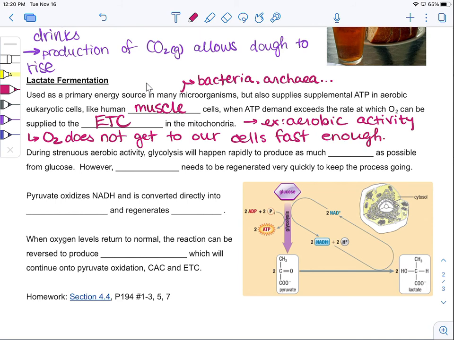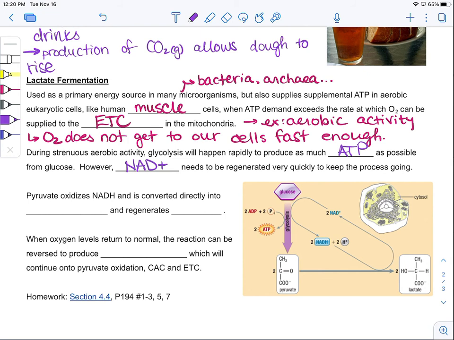We're doing so much activity that essentially all the oxygen is in use and we're just waiting for more to actually get into those cells. So as I mentioned here, during strenuous aerobic activity, glycolysis will happen rapidly and it will still produce as much ATP as it can, right? So it's still going to be making those 2 ATP per glucose. However, we still have that problem of NAD plus. We still need that to be regenerated really quickly in order to keep things going.